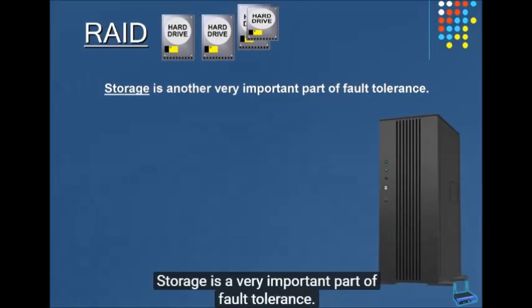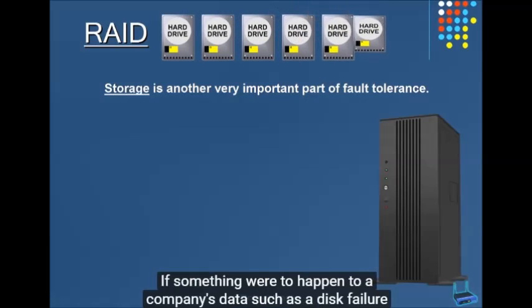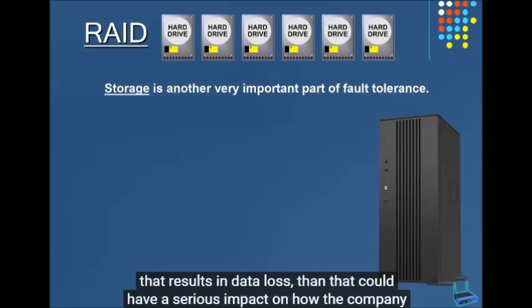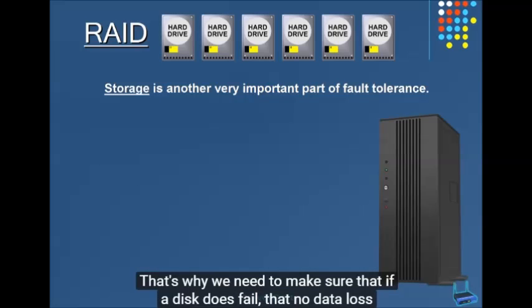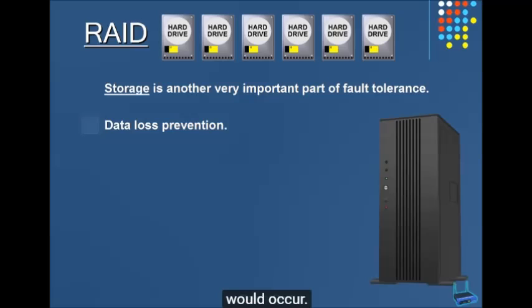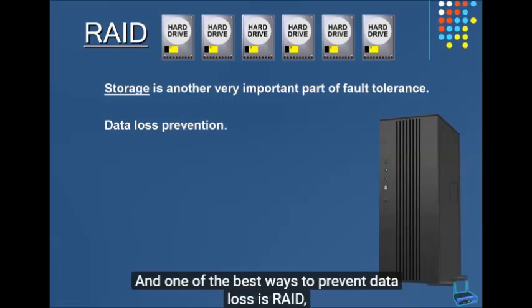Part of fault tolerance. If something were to happen to a company's data, such as a disk failure that results in data loss, then that could have a serious impact on how the company performs. That's why we need to make sure that if a disk does fail, no data loss would occur. And one of the best ways to prevent data loss is RAID.